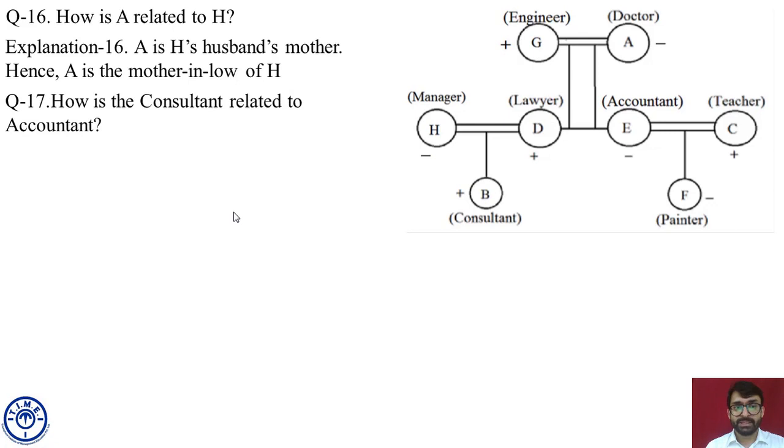How is the consultant related to the accountant? Consultant is B, accountant is E. B's father is a sibling of accountant E. E is a female. So how is B related to E? B is the nephew of E. Brother's son is nephew.